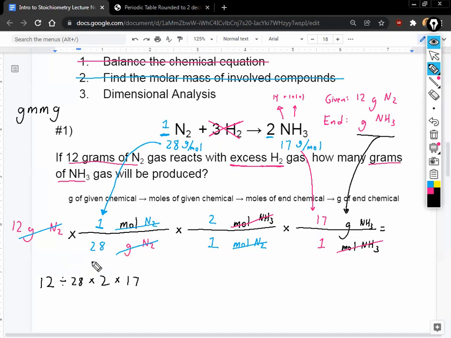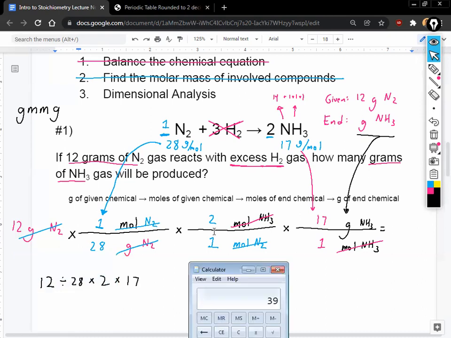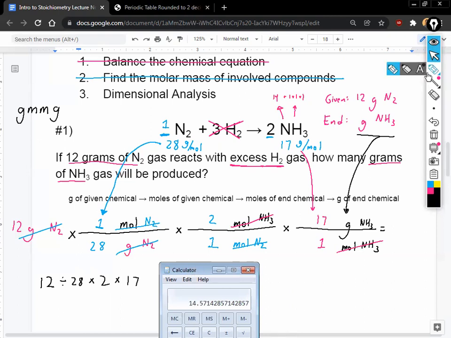And so that is exactly what I punch into the calculator. 12 divided by 28 times 2 times 17. 28 is on the bottom, so we divide it. 2 is on the top, so we multiply it. 17 is on the top, so we multiply it. Okay, so if I punch that into our calculator, we'll get our final answer. 12 divided by 28 times 2 times 17. Final answer is 14.571. So the final answer to this problem is 14.571. And since I have grams of NH3, that's what I was looking for. It's going to be grams of NH3.